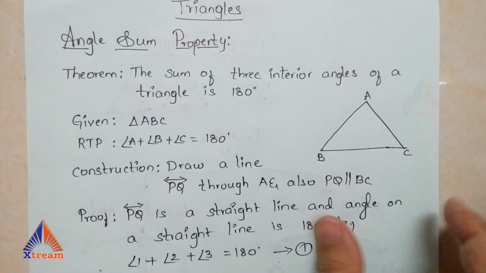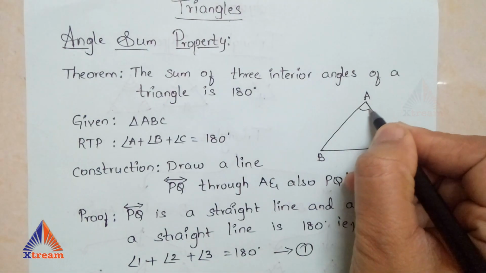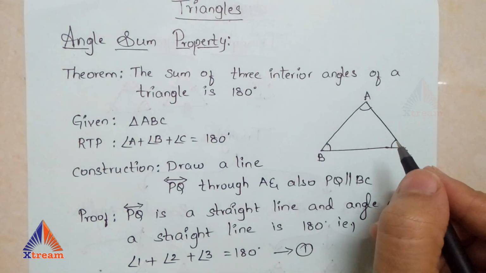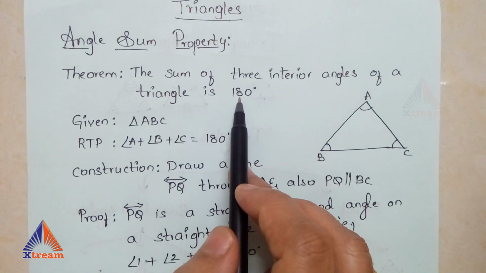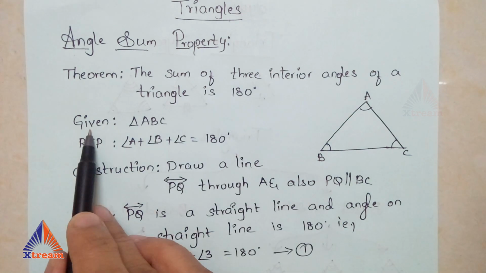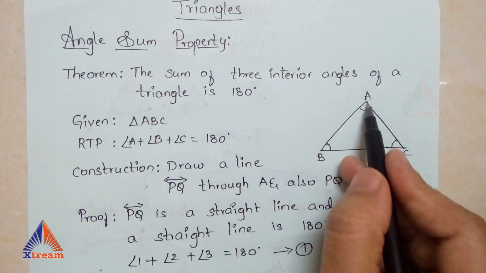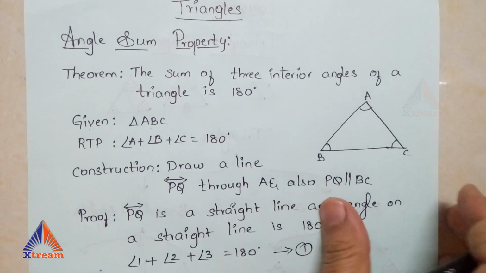Now, interior angles means these, the angles which are inside the triangle. We call them interior angles. To prove this theorem, what do we have? What is given to us? We are given a triangle ABC. So there is a triangle ABC that is given for us.